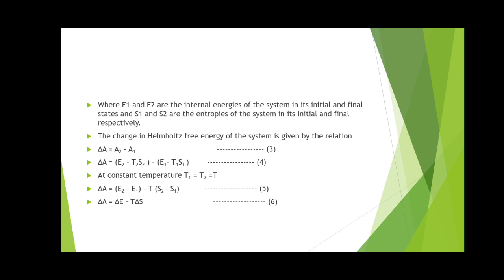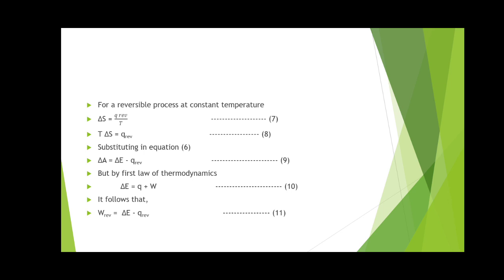Now if you rearrange the above equation, that is equation number 5, then you will get delta A = delta E - T delta S. This is equation number 6. If the system is reversible, that means there is a reversible process where at constant temperature delta S = Q reversible / T. This is a very important equation of the second law of thermodynamics. So if you rearrange equation 7, you will get T delta S = Q reversible. We will get equation number 8.